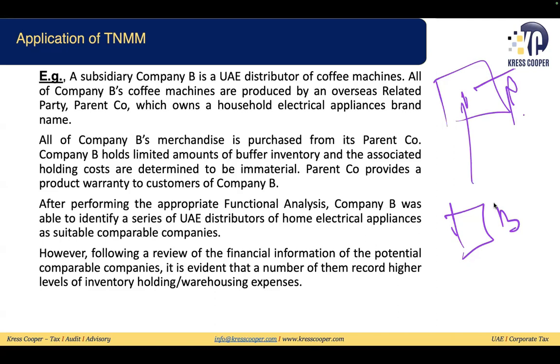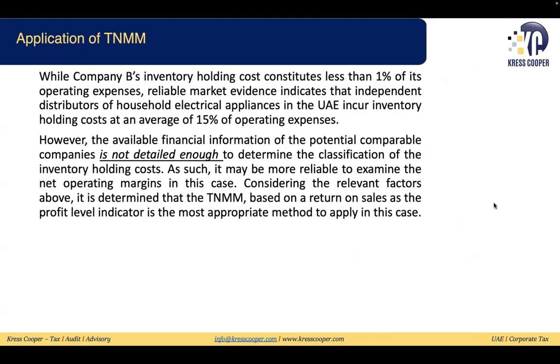Company B was able to identify a series of UAE distributors of home electrical appliances as suitable comparable companies. However, following a review of their financial information, it is evident that a number of them record a higher level of inventory holding and warehousing expenses, while company B's inventory holding costs constitute less than 1% of its operating expenses, because it keeps very little inventory.